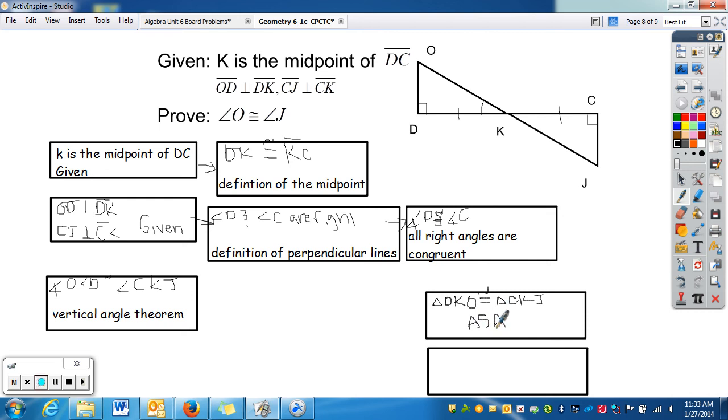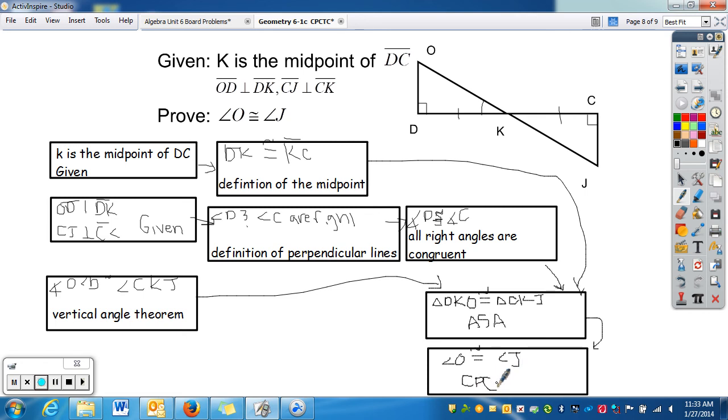Alright. So I went from here, these all kind of went together, all gave me this. And now I can go from here to here, which is my last step, what I'm trying to prove: angle O is congruent to angle J. And that is because the triangles are congruent, so my corresponding parts are congruent. CPCTC. And you're done.